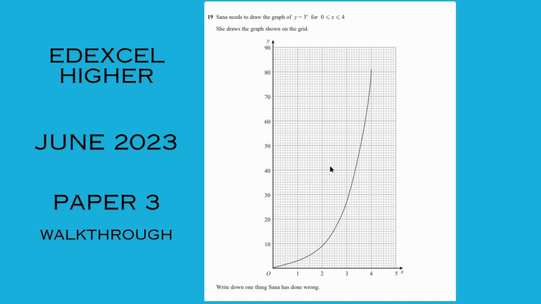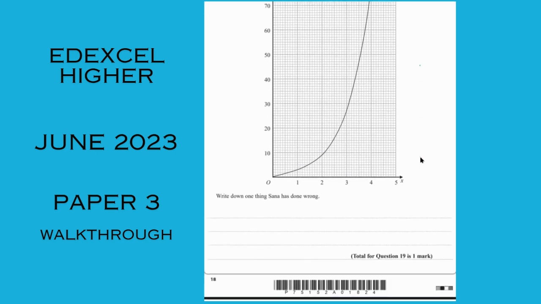So number 19, it's just a 1 marker. So we've got the graph of y equals 3 to the x. Well, kind of. Write down one thing that's been done wrong. It hits the origin. It should not, because y equals 3 when x is 0. It should go through the coordinate 0, 1. Anything to the power of 0 is 1. So just, again, 1 mark, don't fill up 3 lines, keep it simple. But basically it shouldn't touch the x-axis. It should go through the coordinate 0, 1.